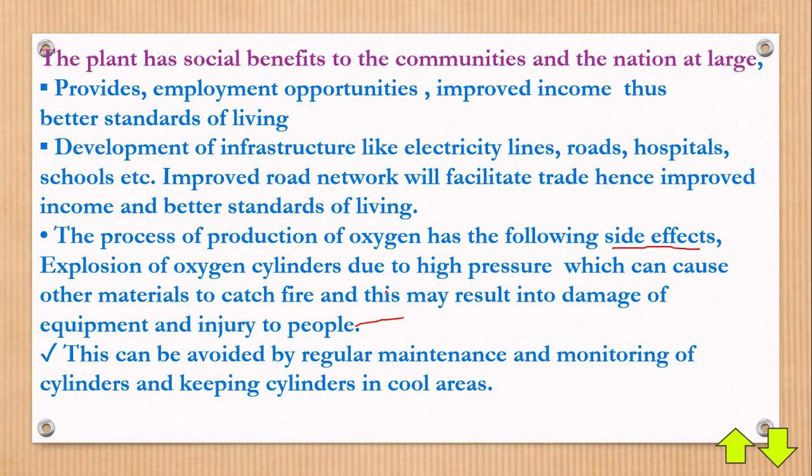But again, in chemistry, we are not here to give you misery. We must as well give you a solution or way forward, how we can get this done, or how we can mitigate or solve it. This can be avoided by regular maintenance and monitoring of cylinders and keeping cylinders in cool areas. So that is a mitigation solution to the above problem.